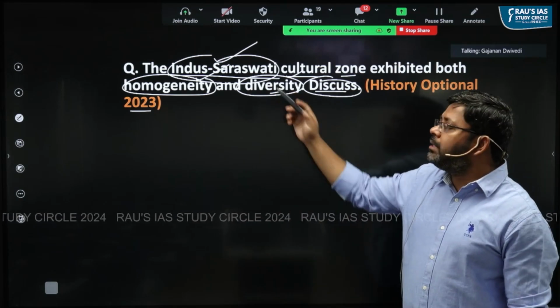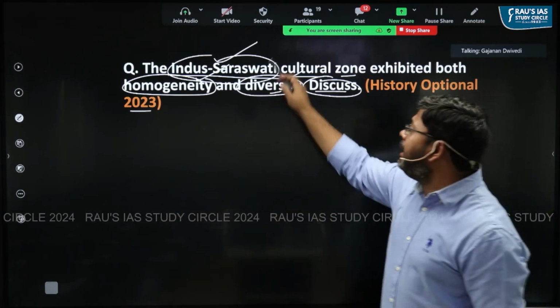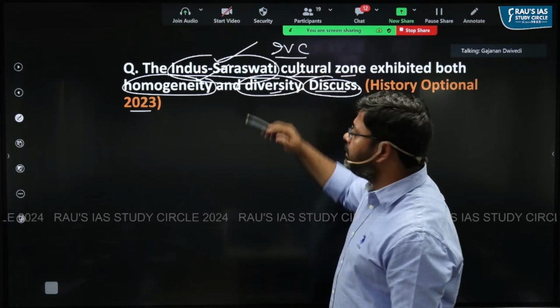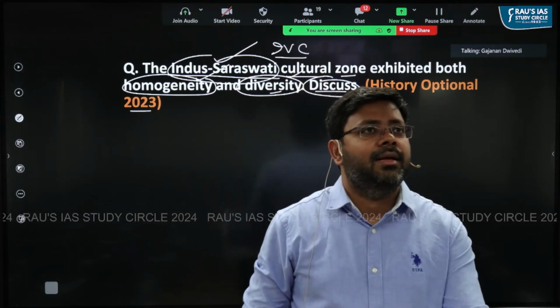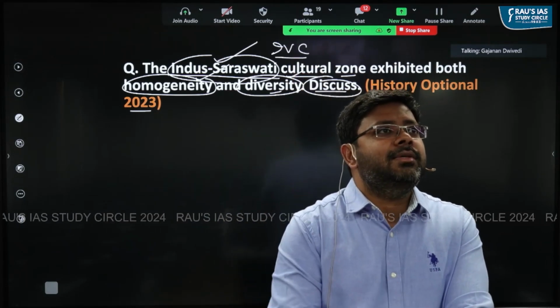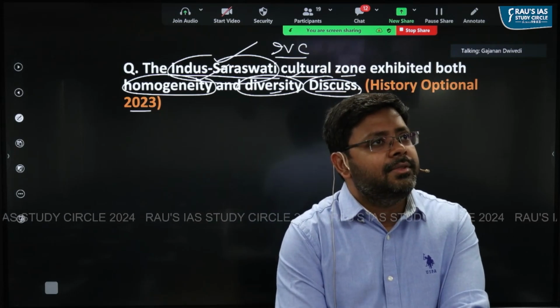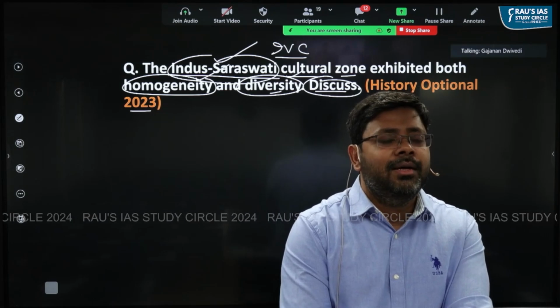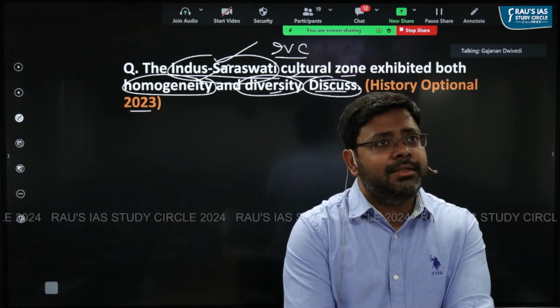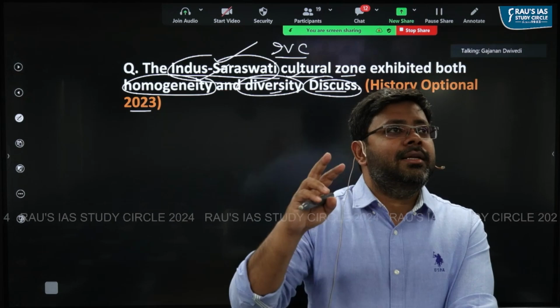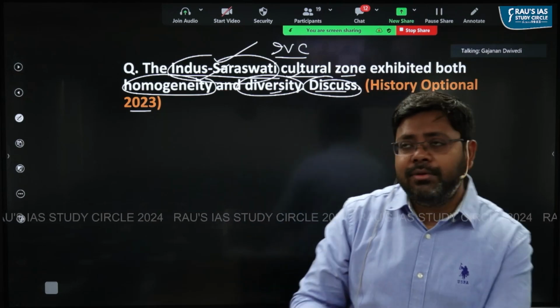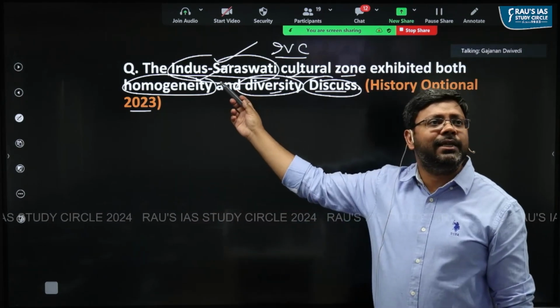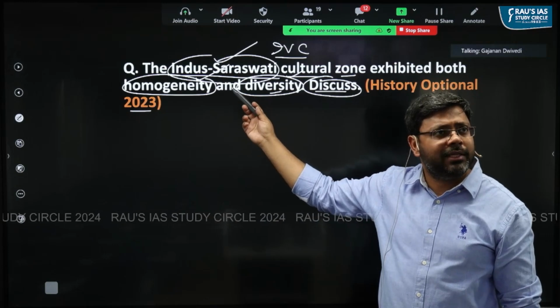What was Indus Saraswati cultural zone? Indus Valley civilization. Is this not? The first site that was discovered was Harappa. Trisha, you agree with this? That is why it was called Harappa civilization. Then so many sites were discovered around the Indus area. That is why it came to be known as Indus Valley civilization.